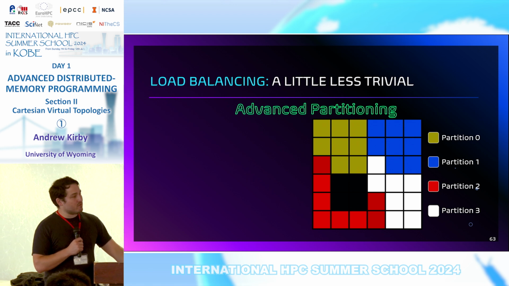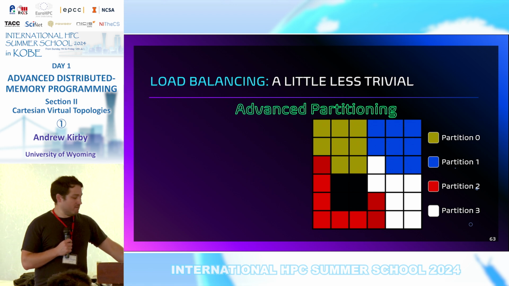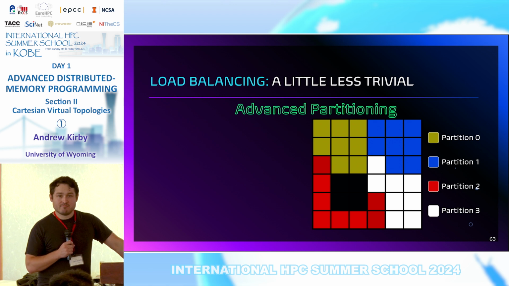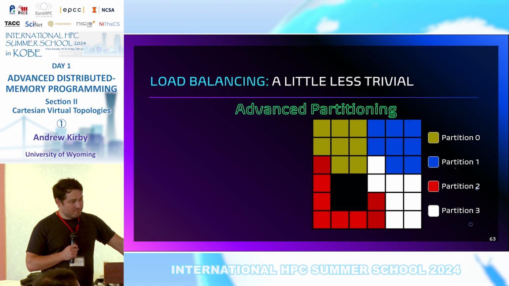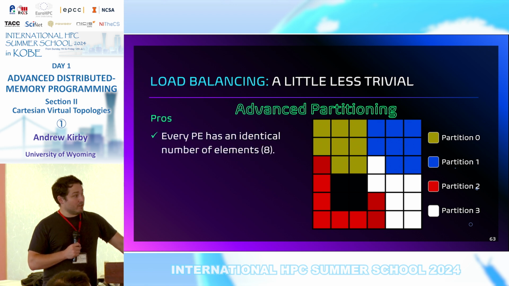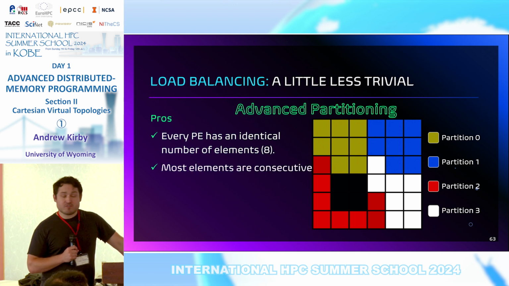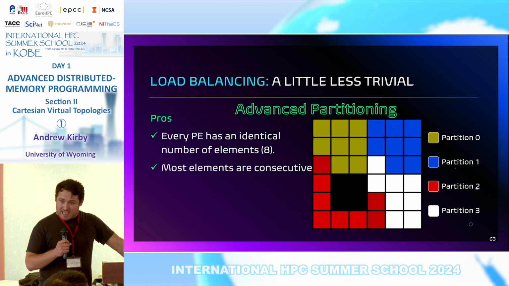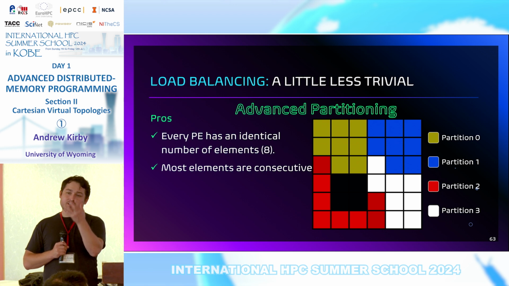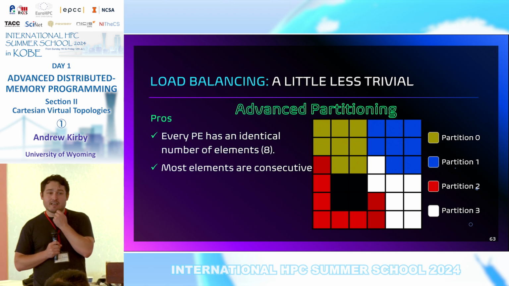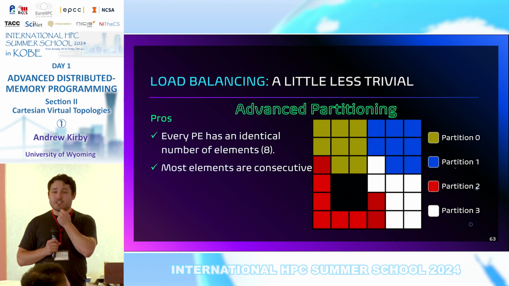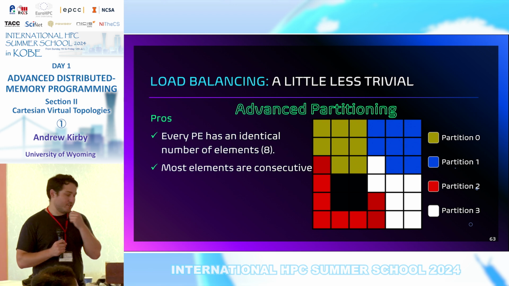Okay? A little bit more advanced. What's good about this one? Correct. So we're getting back to they all have the same amount of work, and most of the elements are consecutive, right? So again, contiguous, right? So we're reducing the amount of communication in order to do the calculations, right?